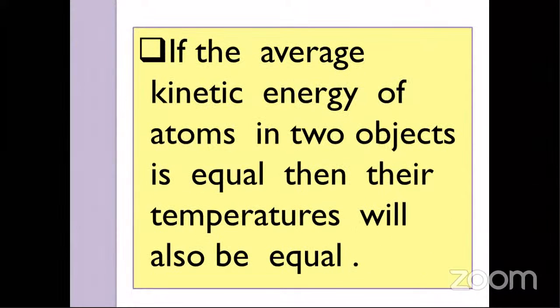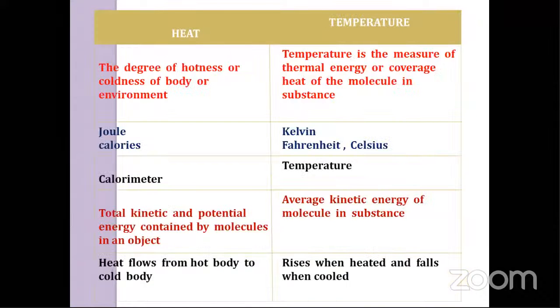Here one more important line is there. If the average kinetic energy of atoms in two objects is equal, then their temperature will also be equal. We have already learned about kinetic energy and potential energy in last year's class. So the kinetic energy of atoms in two objects is equal when their temperatures are equal.